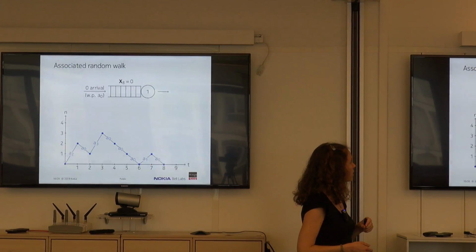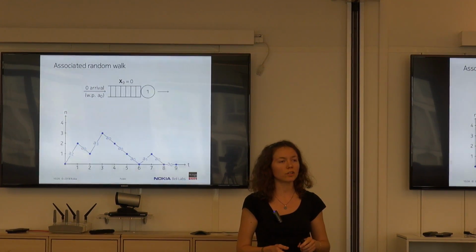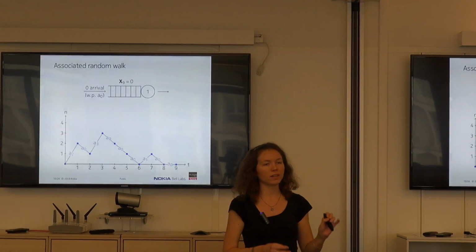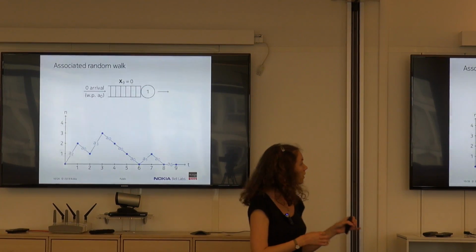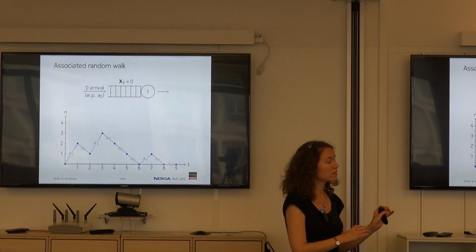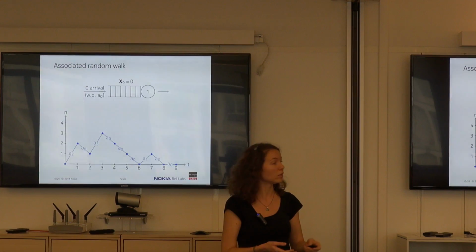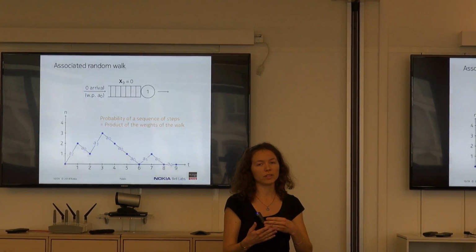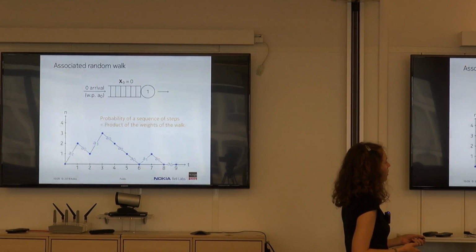Okay, so you have a parallel between the queue state and the random walks. And what you can see here is that if you look at the probability of having this exact realization, like having 0 customers, then 2, then 1, then 4, then 3, and so on, that's exactly the product of the weights of the edges. So that's exactly A2 times A0 times A3 and so on. So you can say that the probability of having a given sequence of steps up to some time t is equal to the product of the weights of the walk.